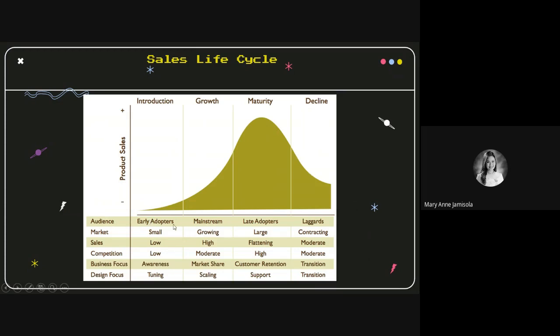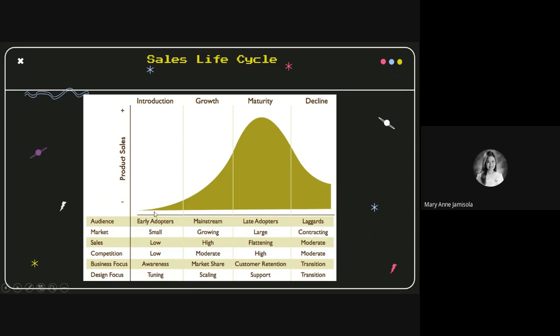So the audience, or the buyers for a product at this stage, are those that are referred to as early adopters. Then for the growth, mainstream, maturity are the late adopters, and then when the product is in the decline stage, the audience are the laggards.